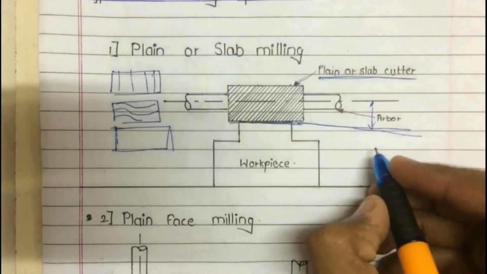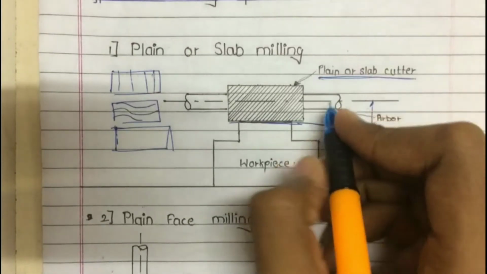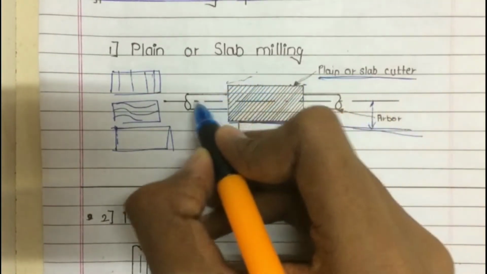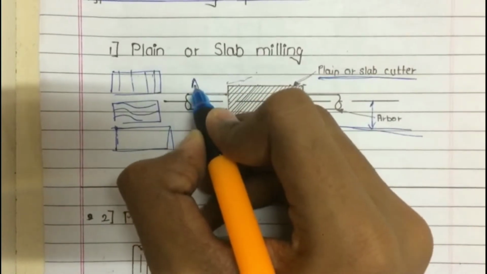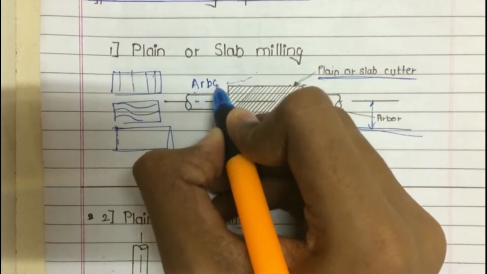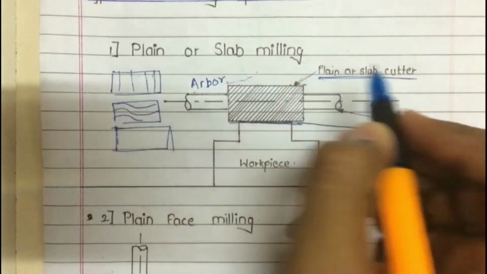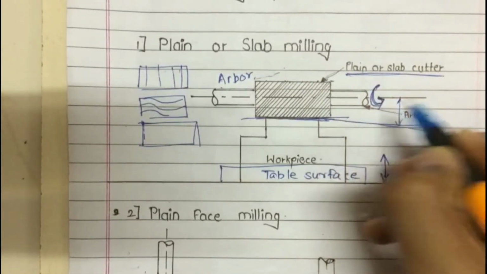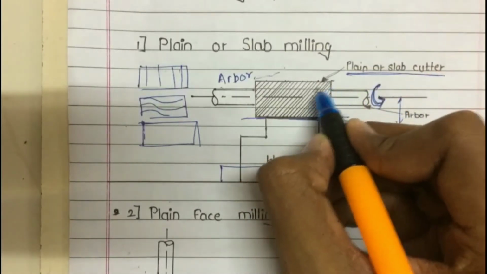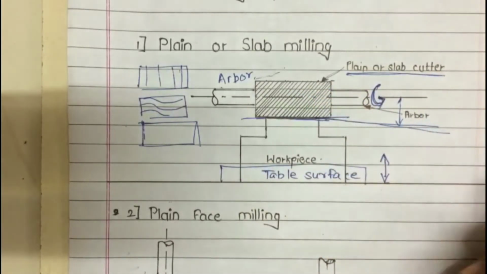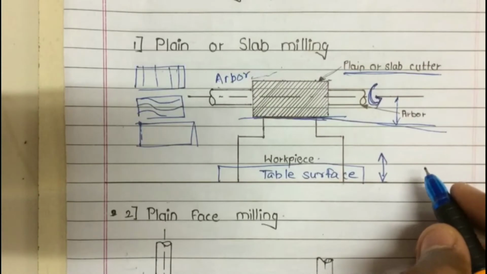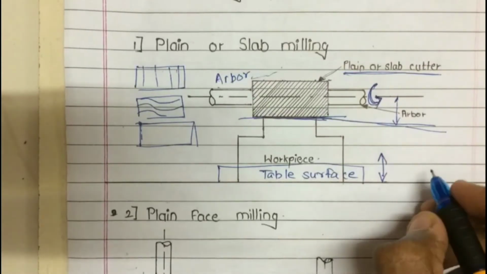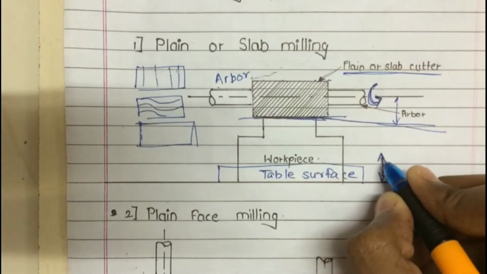And now we will see how these operations are performed. Firstly, the cutter is mounted on the arbor. This is the arbor. It is mounted on it, and when this arbor rotates, with it the cutter also rotates. Then we can adjust the depth of cut of the workpiece by moving the table up and down.